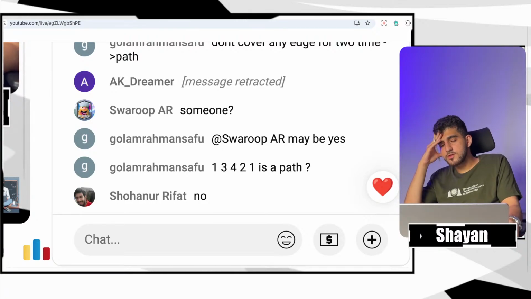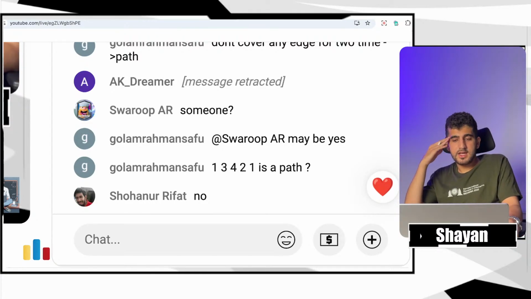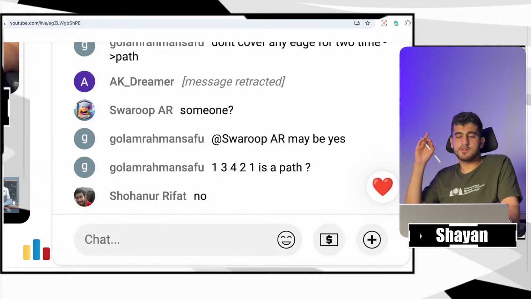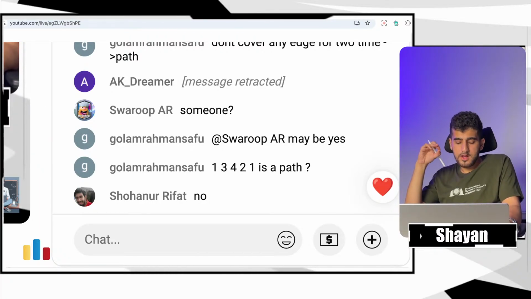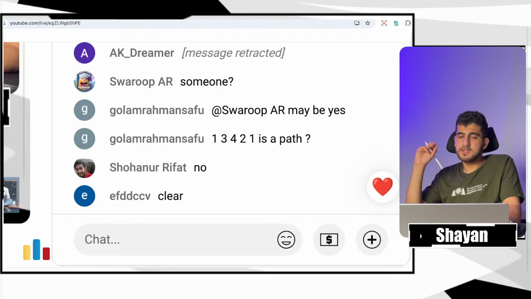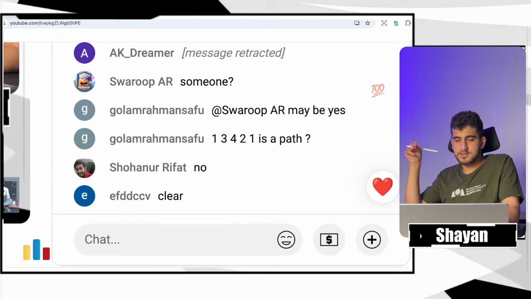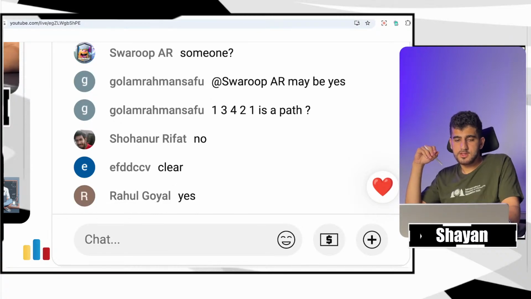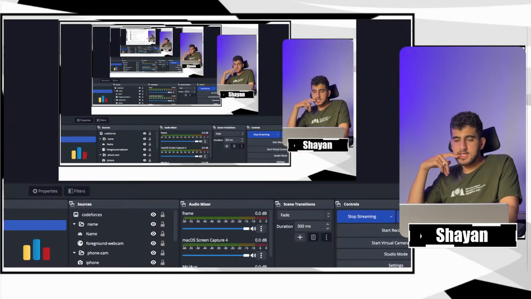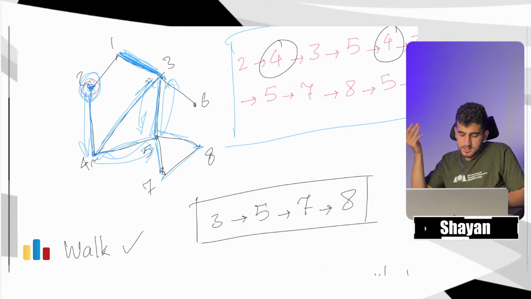1, 3, 4, 2, 1 is not a path. In fact, that is a cycle, and that's the next thing that I want to tell you about. 1, 3, 4, 2, 1 is a cycle. It's not a path because it has duplicated vertices. Okay. Now the next thing is cycle.